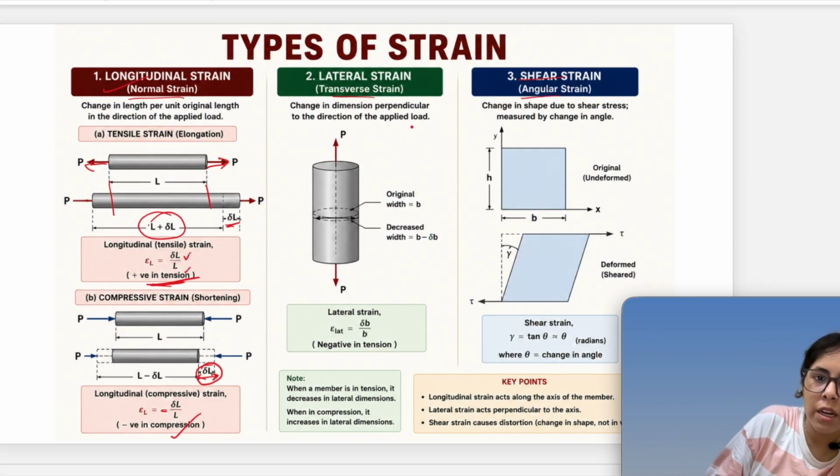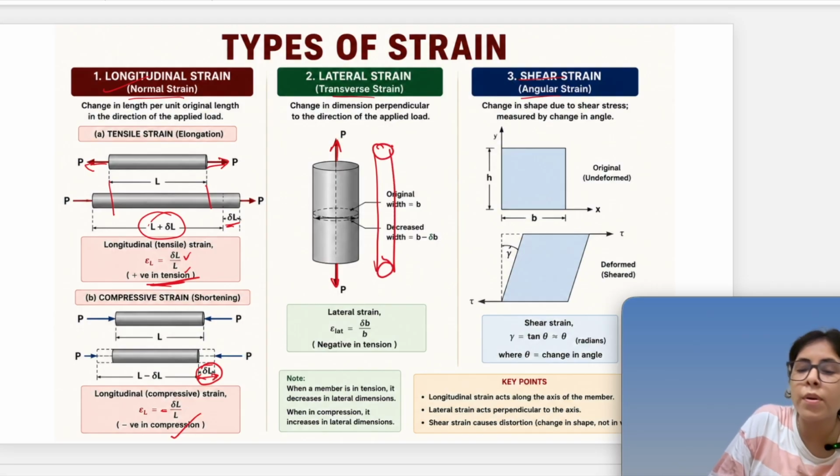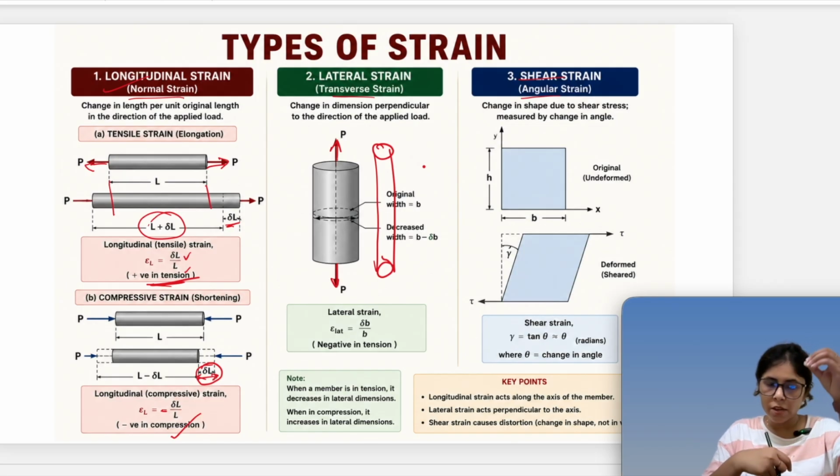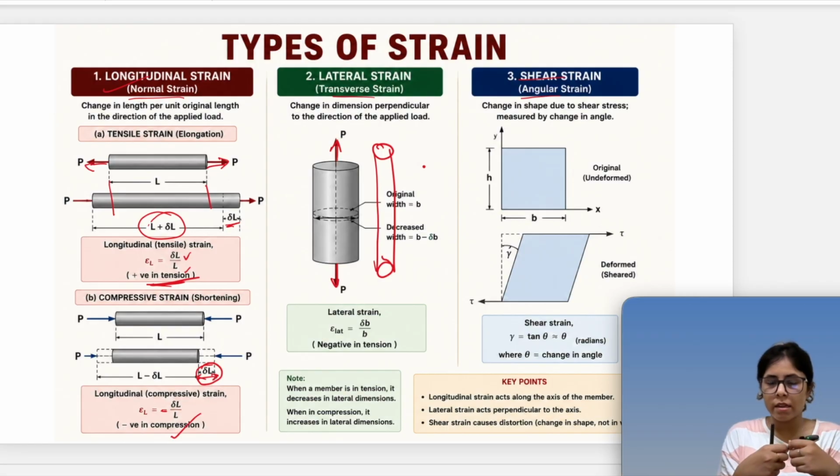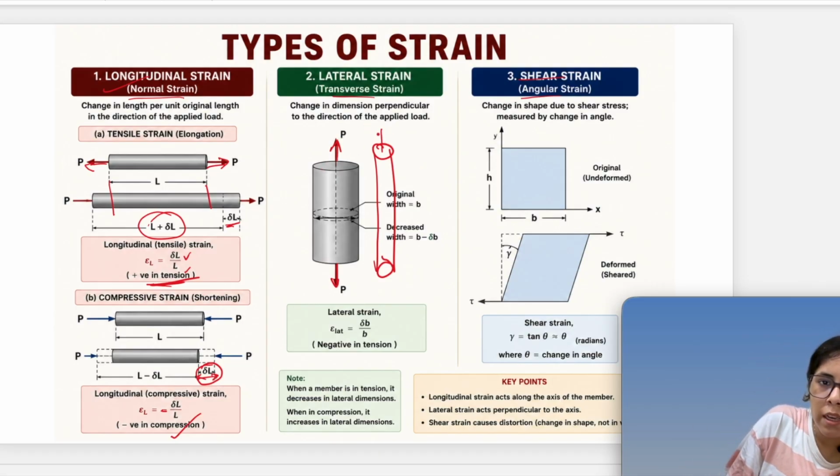Now in lateral strain, see, this rod is having forces in this direction, so the rod will be increasing in length. If the length is increasing, the width will be decreasing, right? Somewhere the material has to compensate, just like an elastic. If I have a rubber band and I stretch it, the length will increase and the width will decrease. So that will be your lateral strain.